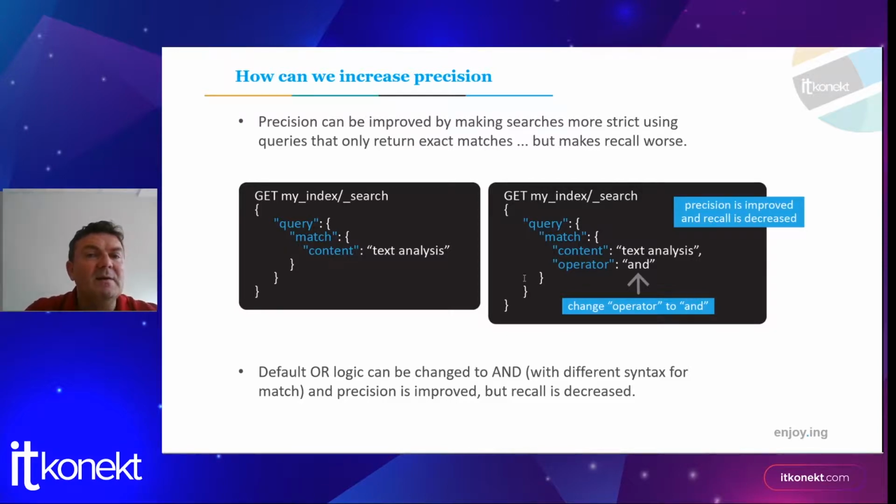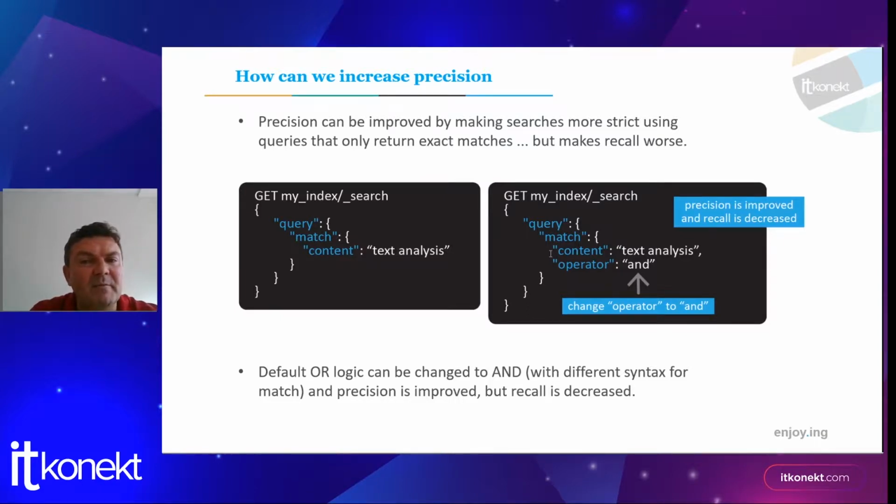How can we increase precision during searching? Precision can be improved by making searches more strict, using queries that only return exact matches. But of course, in that way, we will have worse recall.